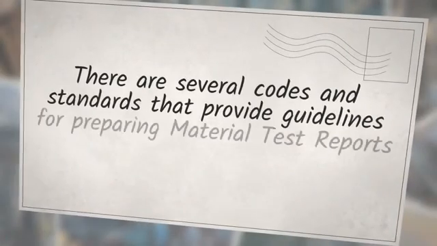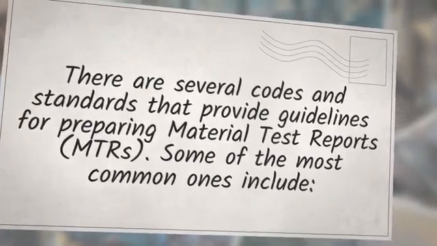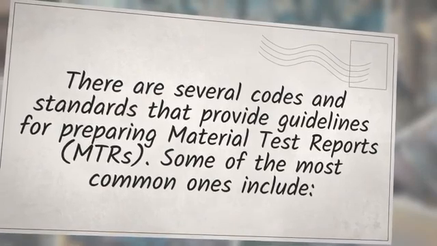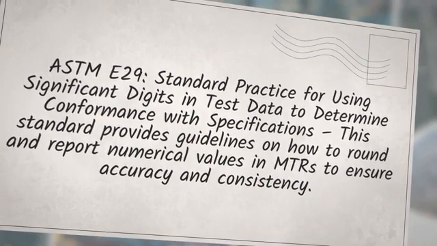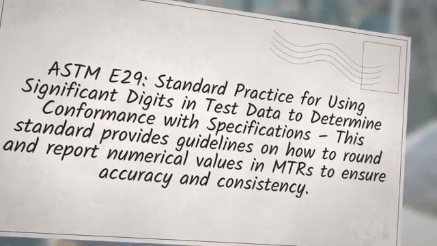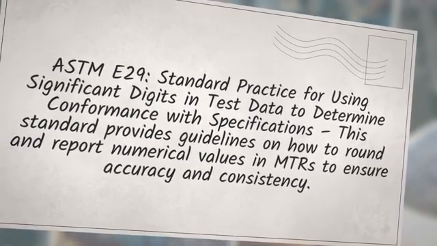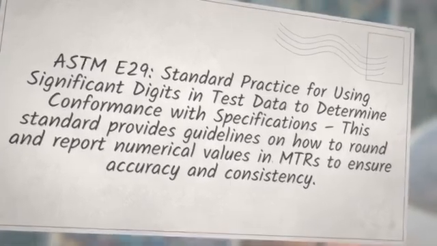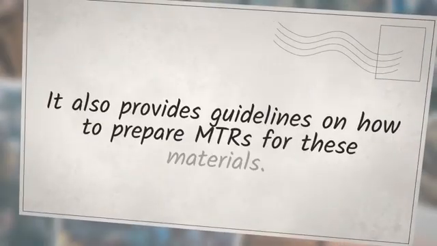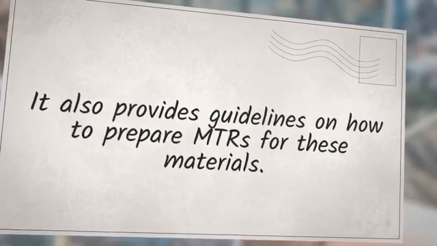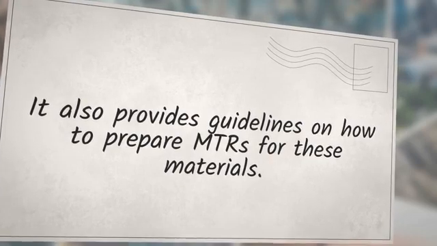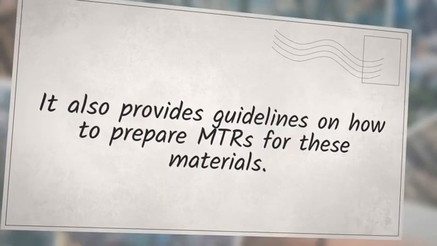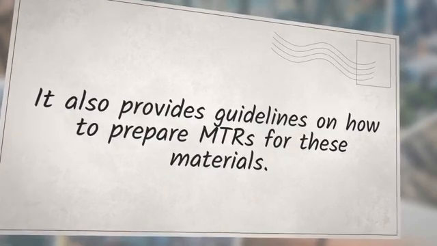There are several codes and standards that provide guidelines for preparing material test reports, MTRs. Some of the most common ones include ASTM E29, Standard Practice for Using Significant Digits in Test Data to Determine Conformance with Specifications. This standard provides guidelines on how to round and report numerical values in MTRs to ensure accuracy and consistency. ASME Section II, Part A, Ferrous Material Specifications. This code provides specifications for various types of ferrous materials used in pressure vessels, boilers, and other applications. It also provides guidelines on how to prepare MTRs for these materials.